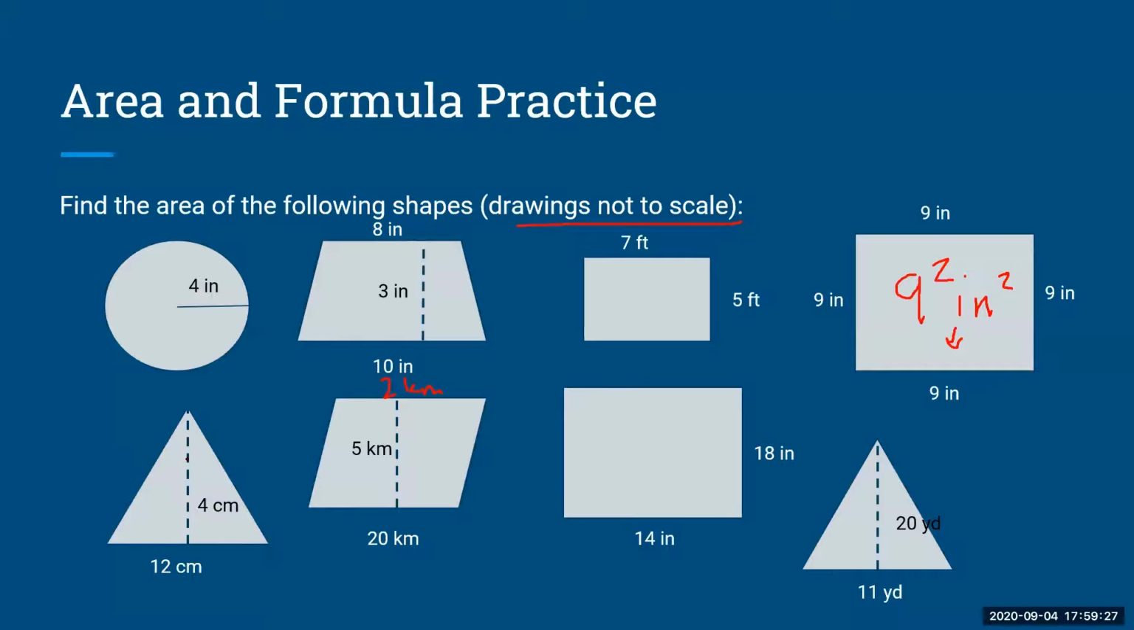And then once we do this, you guys are free to go. I'll give you the answers if you need them. Wait, what's that 20 kilometers? What's the what? On that parallelogram.